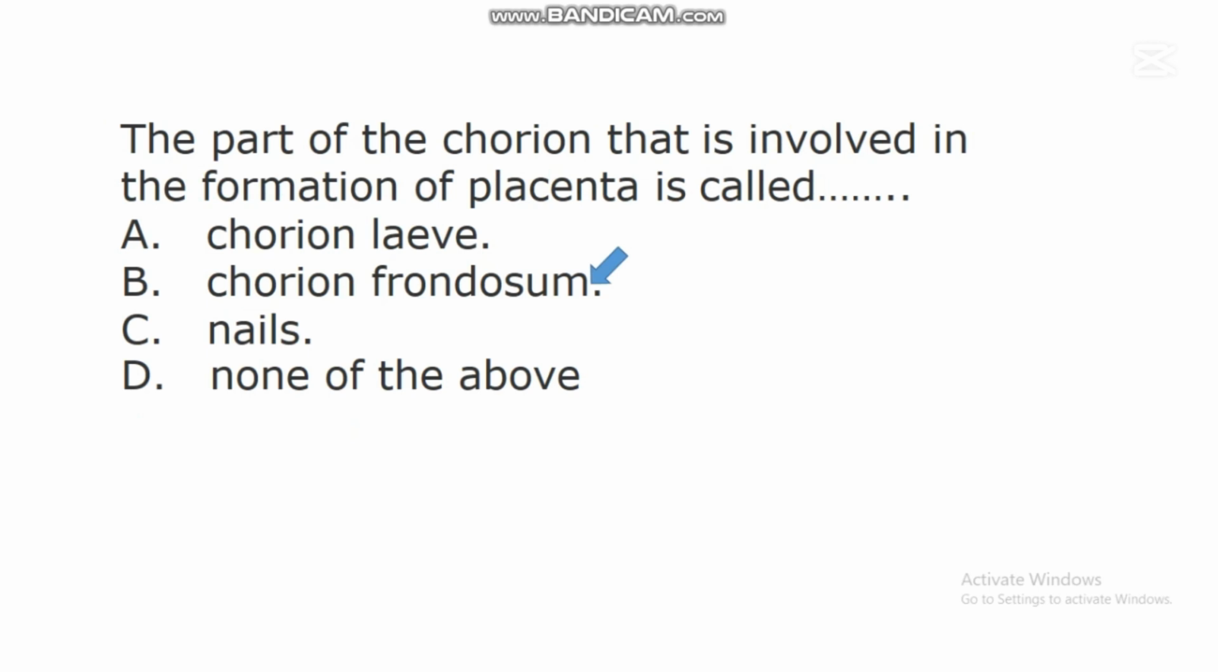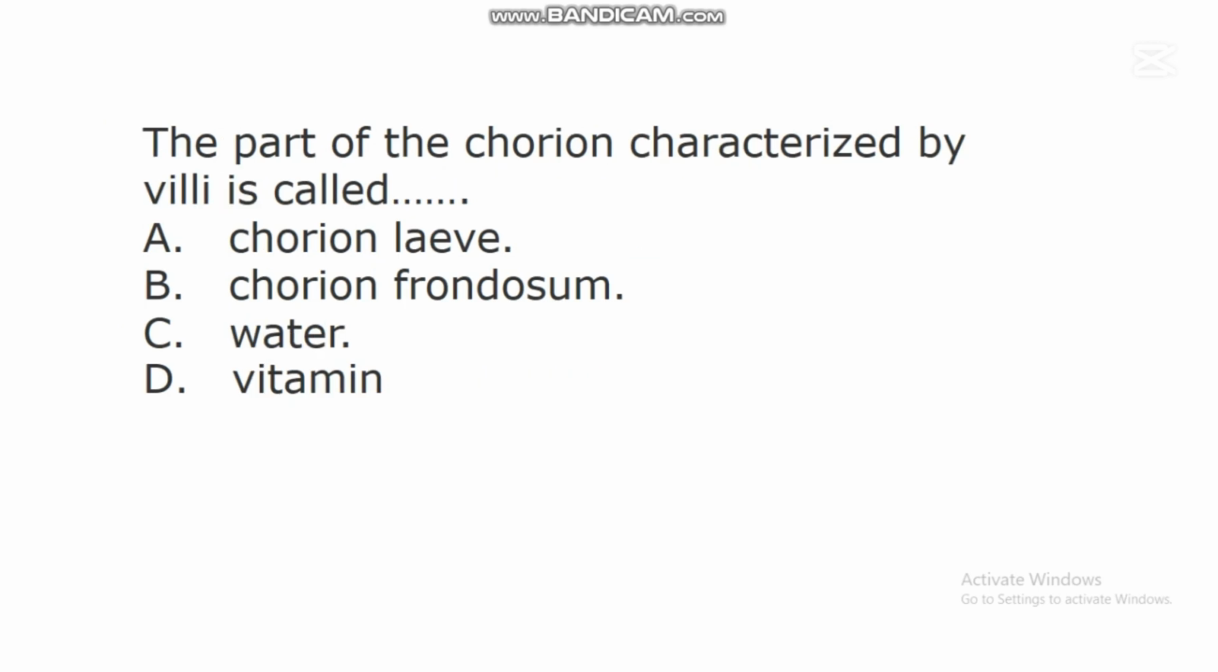The chorion frondosum is the part of the chorion that plays a great role in the development or formation of this important structure known as placenta. In one of our videos, we have already treated placenta very well, but this structure known as chorion frondosum is the part of the chorion that is involved in the formation of placenta.